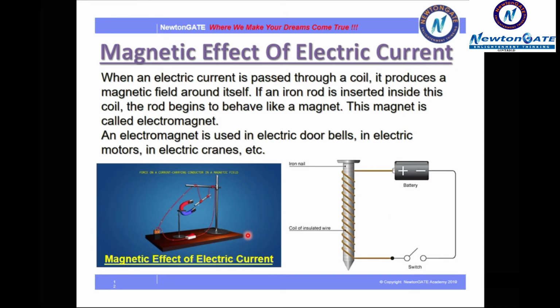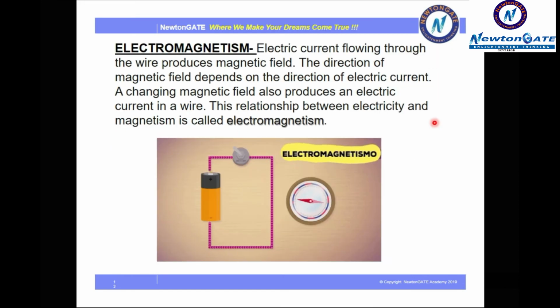You can see a very interesting diagram has been given here. What is happening? Whenever the current is flowing through this conductor, this iron rod is becoming magnetized. So it is being attracted by this horseshoe magnet. So very interesting is this topic of electromagnetism. What is electromagnetism? Let's learn.